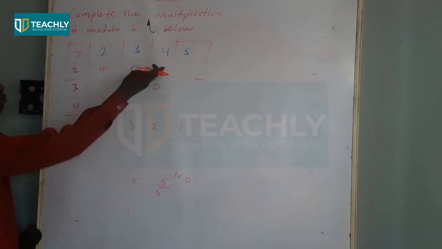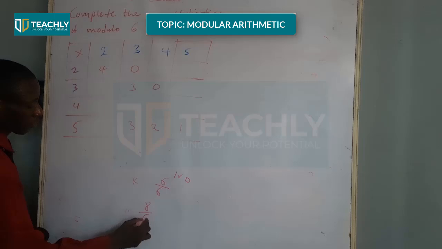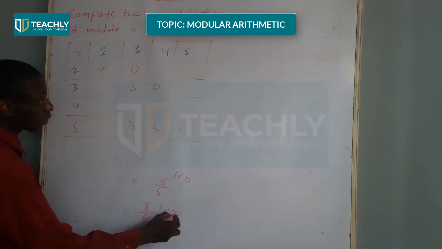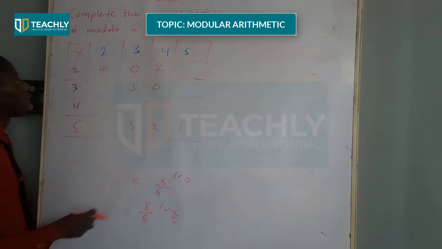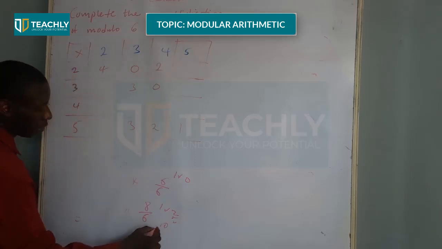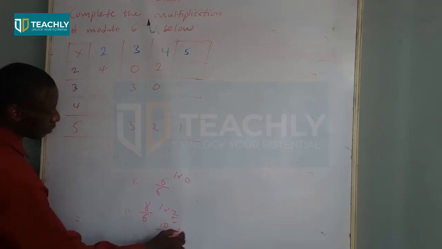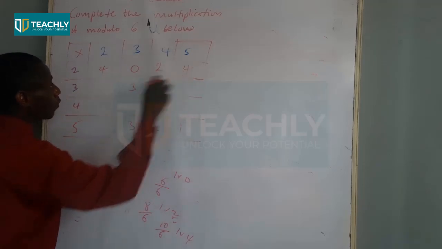You come to this place, 2 times 4, that is 8. Divide it by 6. You have 1 remainder 2, so put 2 here. Likewise, 2 times 5 here, you have 10. Divide it by 6. You have 1 remainder 4. So I'm going to put down 4 like this.